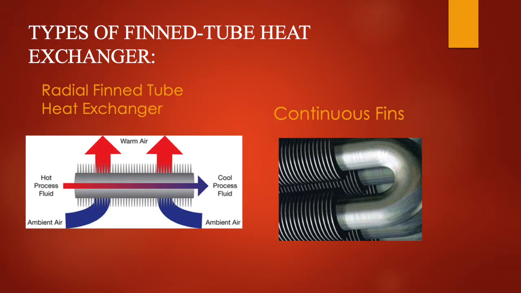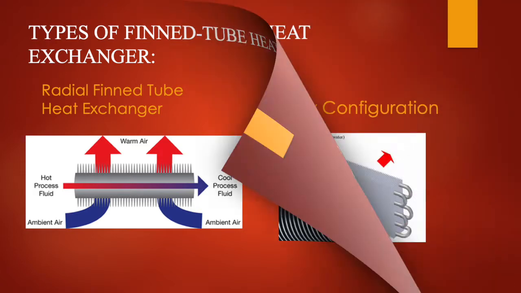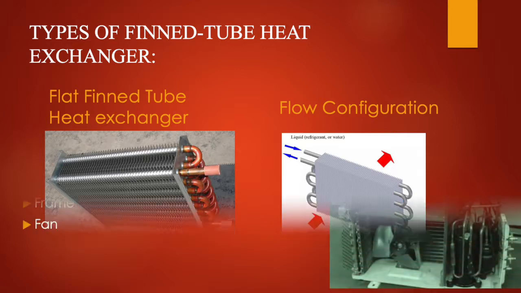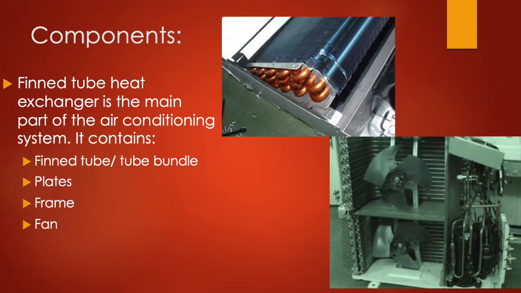Another type of common fin used in tube heat exchangers is a radial fin tube heat exchanger. And finally, a flat fin tube heat exchanger, commonly used in the AC industry, evaporators and coolers. Also, the heat exchanger system contains fans that are located in the middle of the system, as shown in the figure to the right.